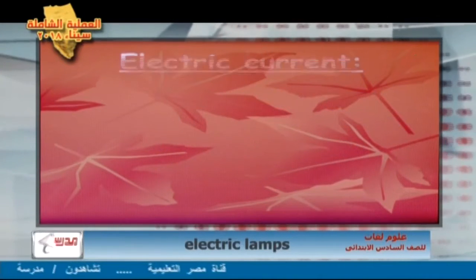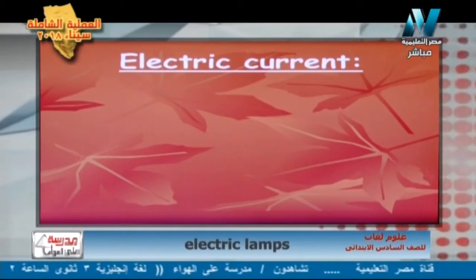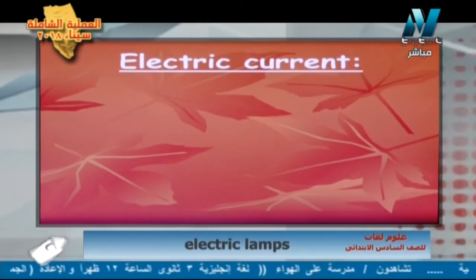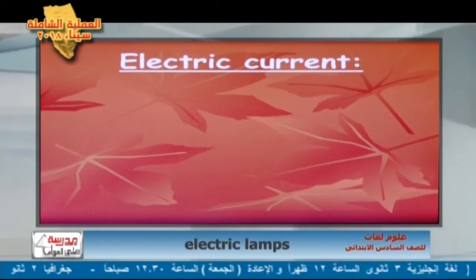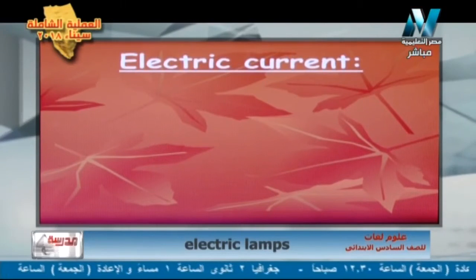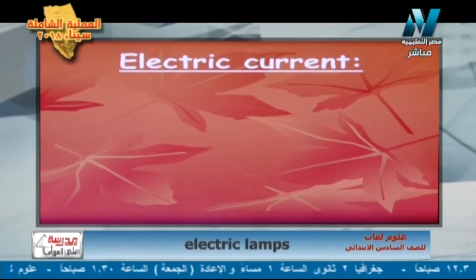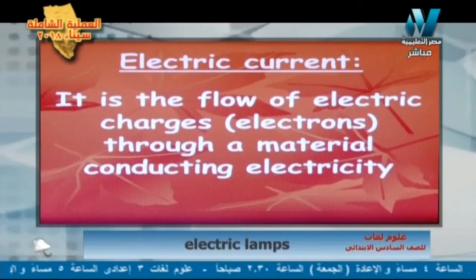So now what about the electric current? What about the electric current? يعني ايه هو التيار الكهربي؟ We know that electric lamp needs electric current to give us light. المصباح الكهربي محتاج تيار كهربي عشان يدينا إضاءة. So what about the electric current? Electric current is a flow of electric charges that pass through a material conducting electricity.